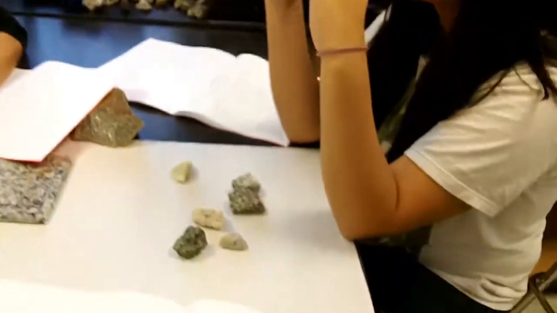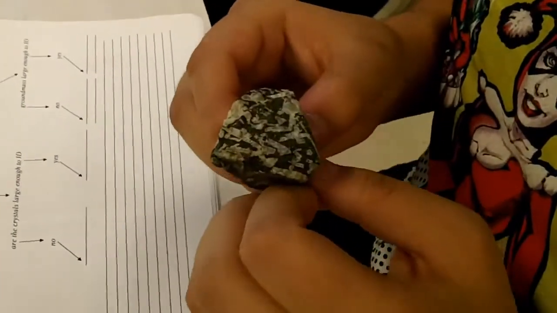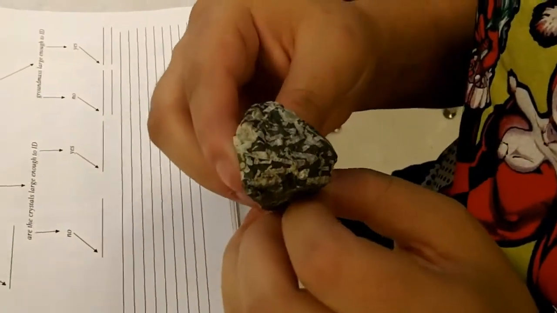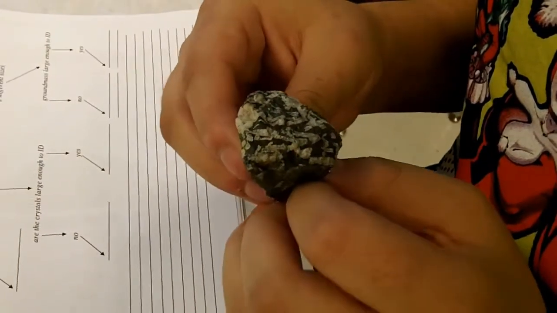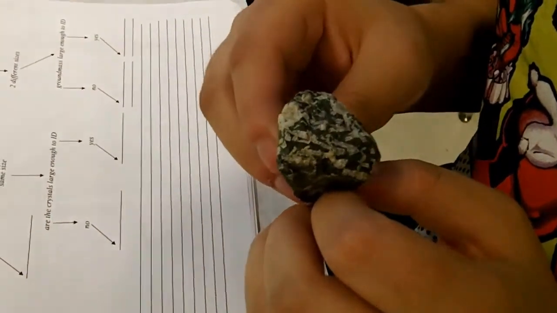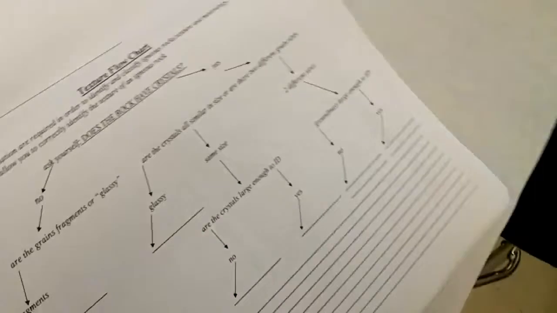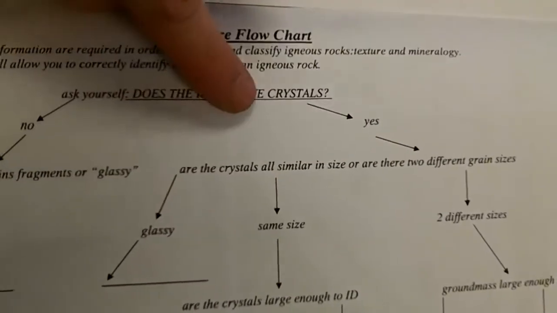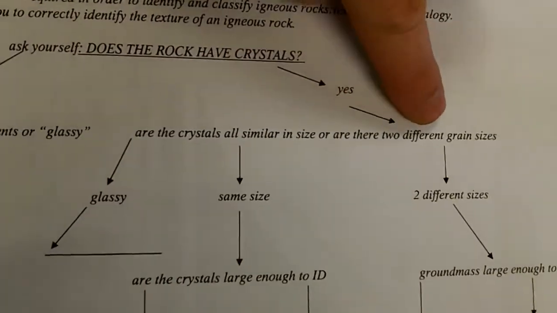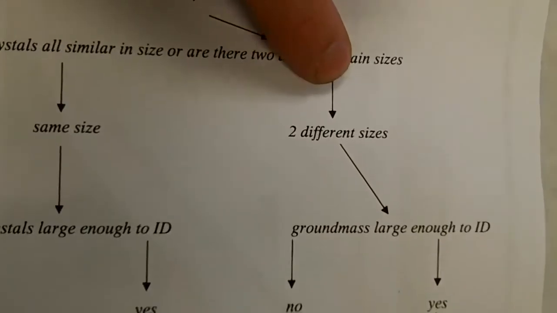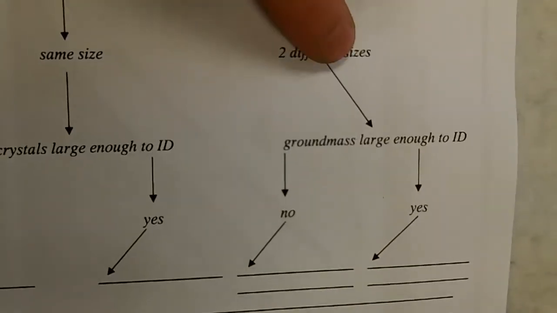They look bigger and smaller. Yeah, they don't look like the same size. Some of them look... They look like 2 different sizes? Yeah. Okay. So is that one of our choices, 2 different sizes? Yeah. It is on the flow chart. All right, so the next question that we're going to ask ourselves is the ground mass large enough to identify?